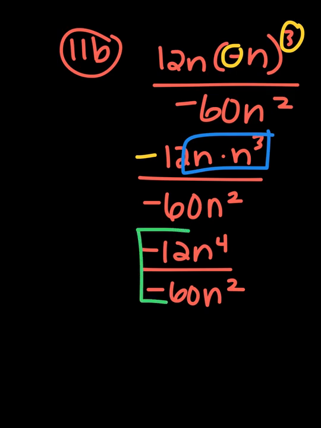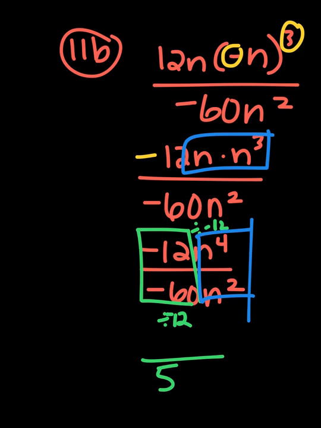So I'm going to simplify the negative 12 and the negative 60 by dividing both by negative 12, giving me 1 in the numerator and 5 in the denominator. And then I'm going to let the n's battle. I have 4 in the numerator versus 2 in the denominator, meaning that 2 will win in the numerator. And so my final answer is n squared over 5.